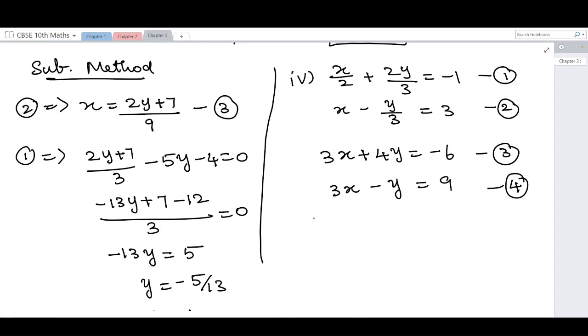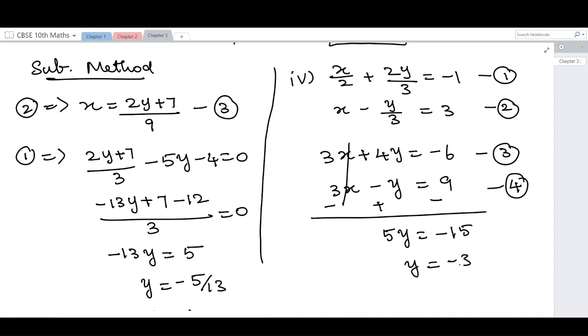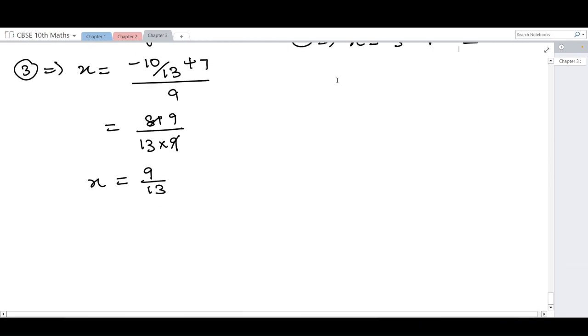Now if you subtract the fourth equation from the third equation, you will get the x variable eliminated and you will get 5y equal to minus 15. So y equal to minus 3. And if you substitute this in the second equation, you will get x equal to 3 plus y by 3. So minus 3 by 3 will become minus 1. So x equal to 2 and y equal to minus 3 is the answer that we have obtained.